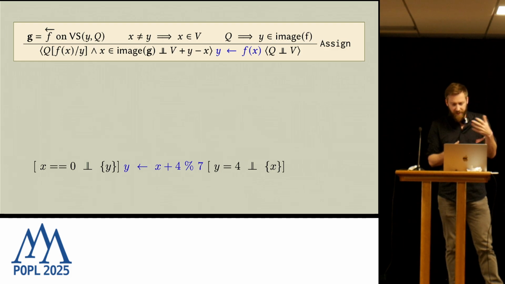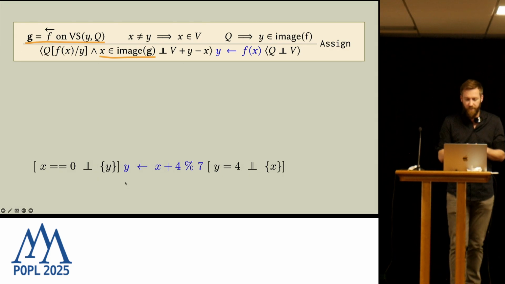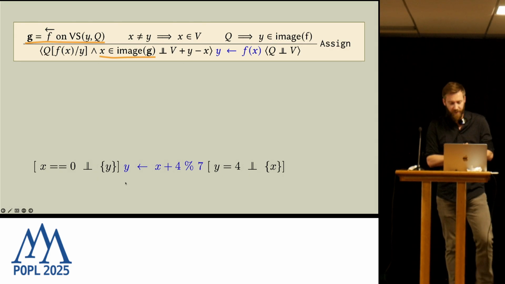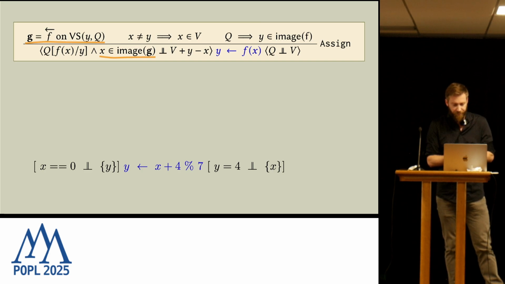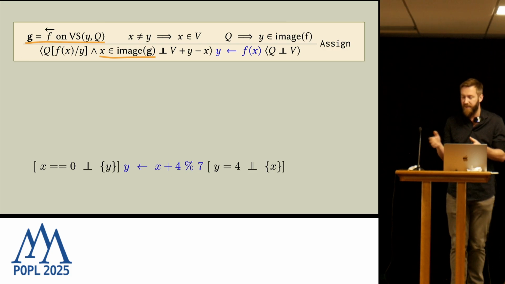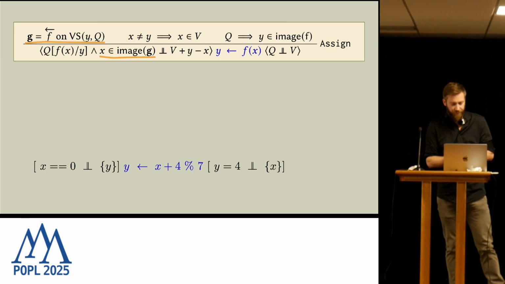Now you can see that there's still more to this one rule. And to explain the rest of this rule, I need another example. So here we have an example where Y gets assigned to x plus 4 modulo 7. And now I want to see whether states where Y is equal to 4 are actually reachable. So they are reachable. For example, from a state where x is 0, if I then do x plus 4 modulo 7, I get into a state where Y is equal to 4.